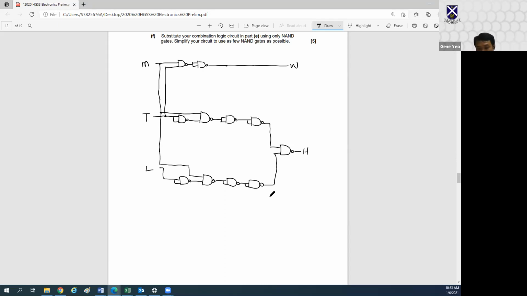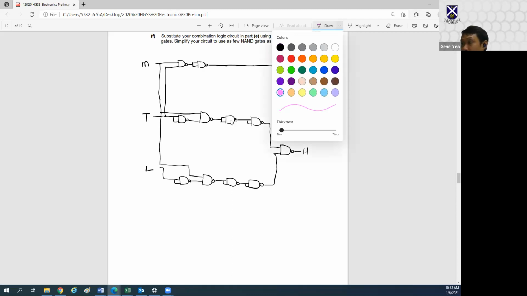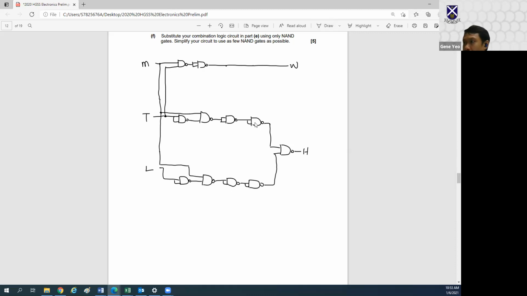But of course we know that we can further simplify it. This is a NOT, this is a NOT. So the NOT of a NOT is going to give me the original. So this and this, they are redundant gates. Same thing here. This is a NOT, this is a NOT. Like I said, the NOT of a NOT will give me the original signal anyway. So I can cancel these two.